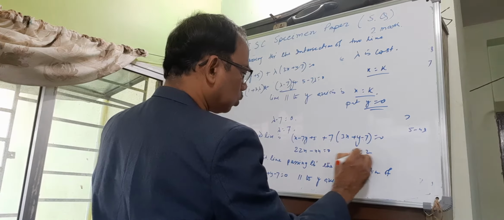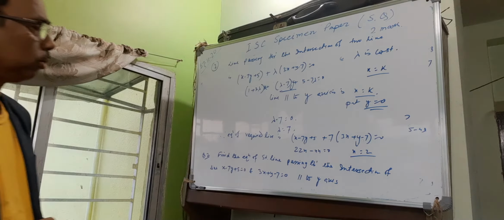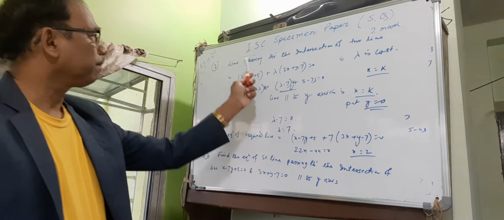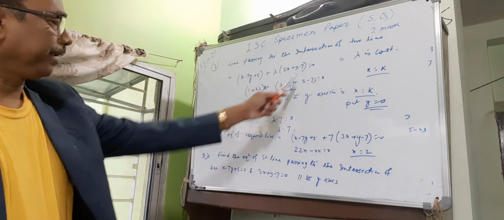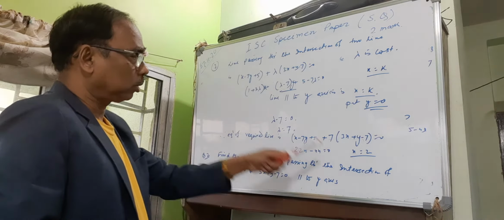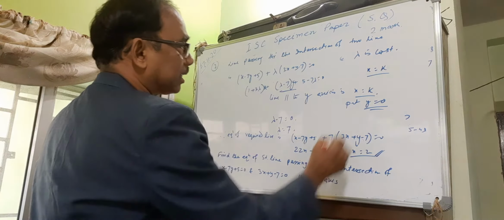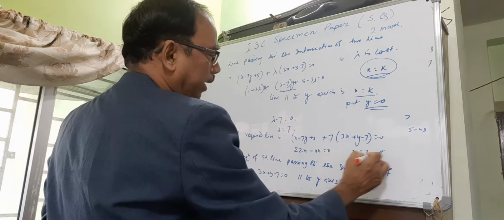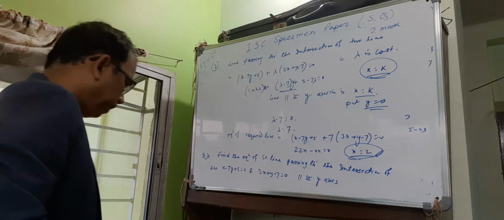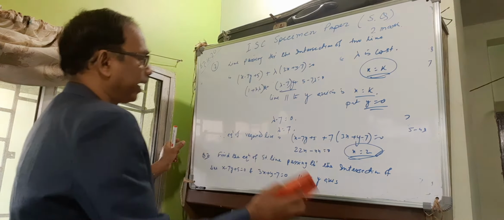Then x equals 2, which is the line equation. This is the equation of the line which passes through the intersection of the given two lines, and this line is parallel to the y axis because the equation of a line parallel to the y axis is x equals k.